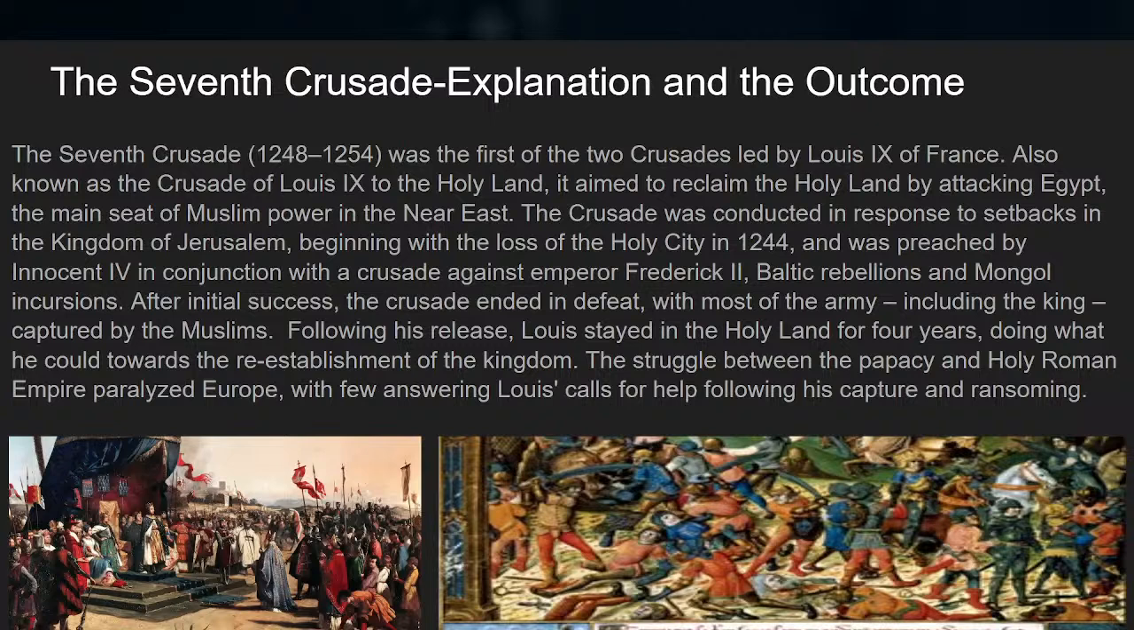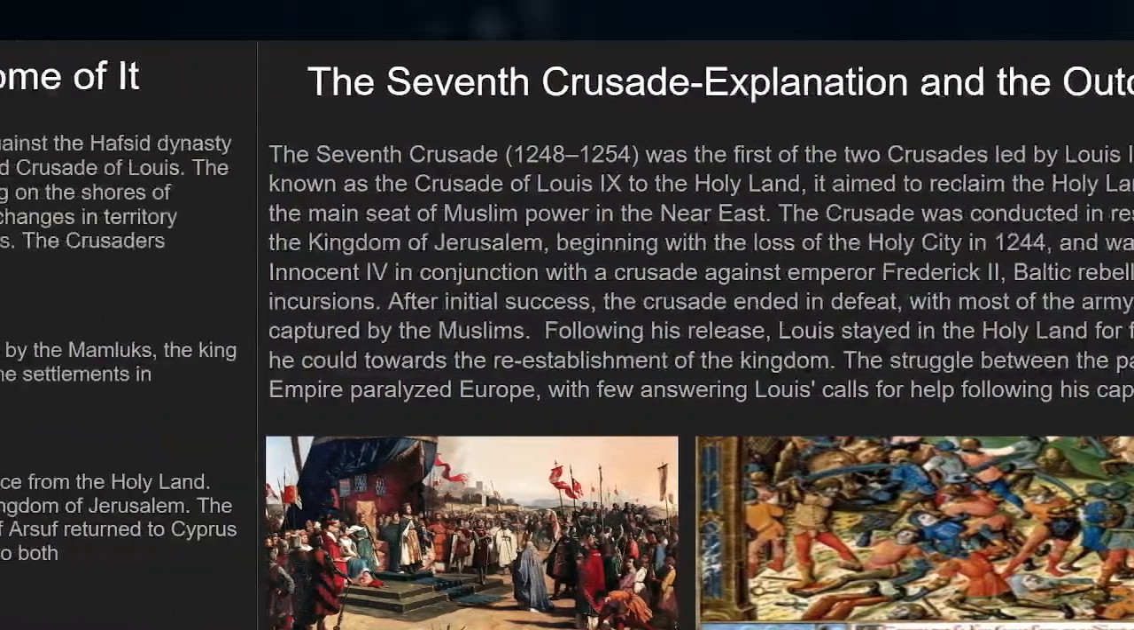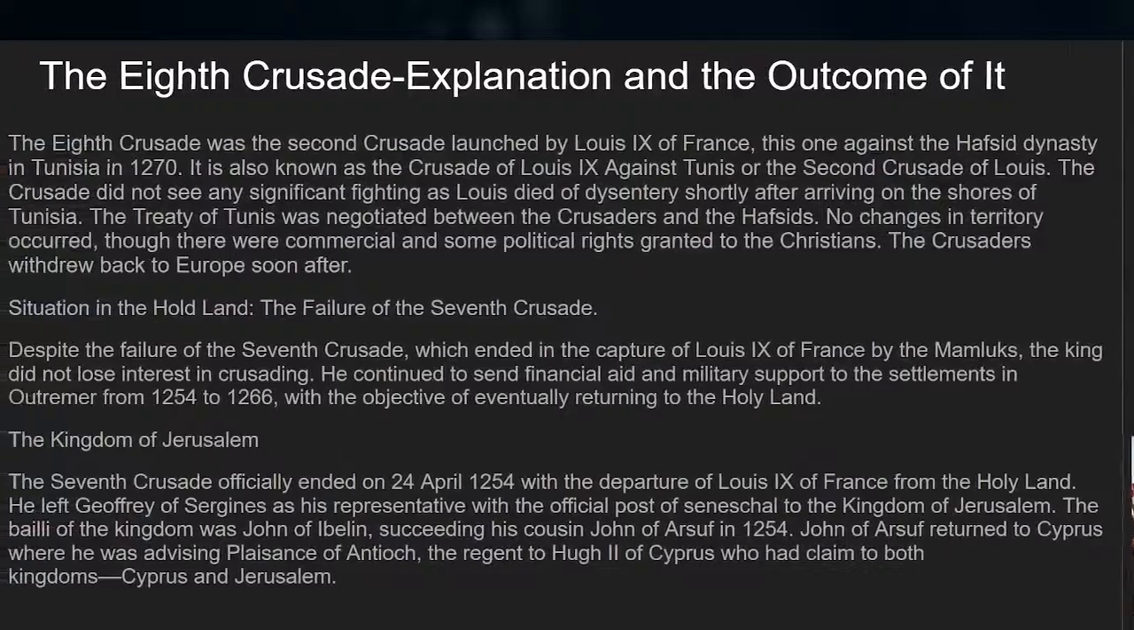Following his release, Louis stayed in the Holy Land for 4 years, doing what he could towards the reestablishment of the kingdom. The struggle between the papacy and Holy Roman Empire paralyzed Europe, with few answering Louis' calls for help following his capture and ransoming. These two are oil, once from a manuscript. This is another painting, probably 15th or 16th century.